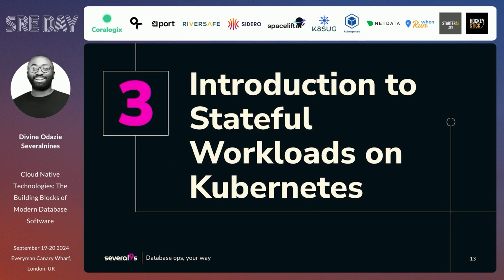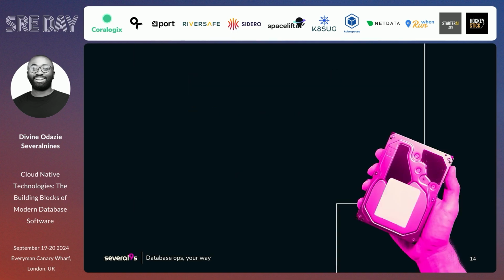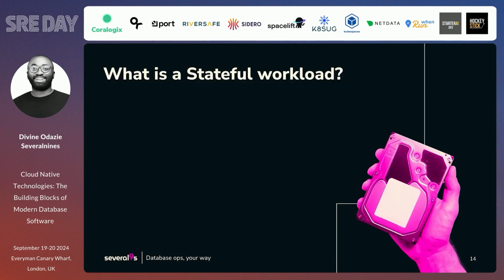Stateful workloads. So, an introduction to stateful workloads on Kubernetes. Seeing Kubernetes as the de facto container orchestration tool, let's look at the building blocks. It's not only Kubernetes that you can deploy stateful workloads on in a cloud native environment, but it is seen as the de facto, what is being talked about and used by most organizations. Let's look at that. So first, what is a stateful workload?